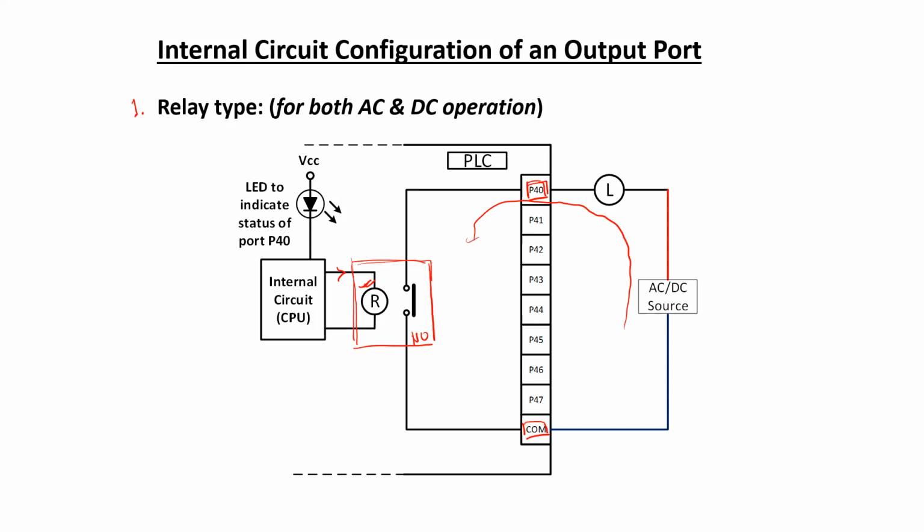As this is an electromechanical device, the contact is a mechanical type of contact. So this relay type internal configuration is capable of supporting both AC signal and DC signal. Both AC and DC loads can be supported by the relay type output ports.